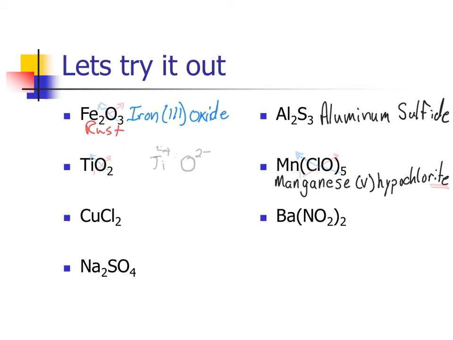Well, if I wrote a 4 there and then did the reverse crisscross, I would get the answer of Ti2O4, which would lead you to one of the names that this goes by, and that you would say titanium IV oxide.